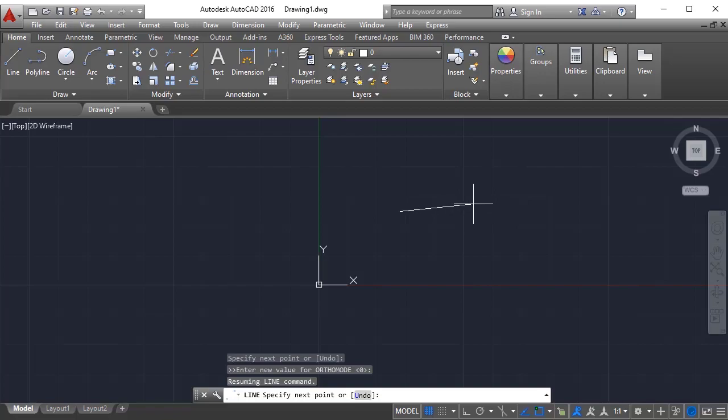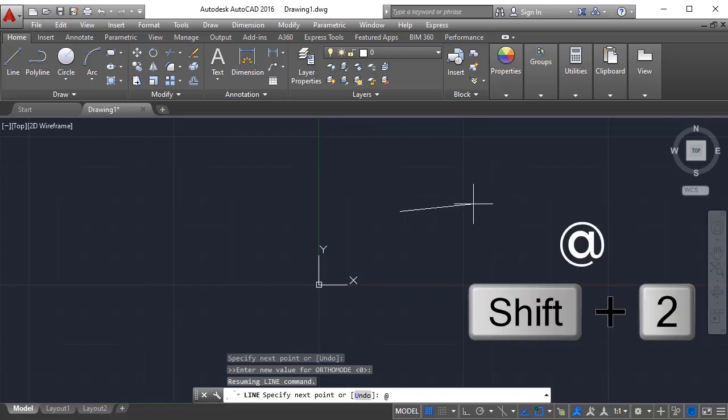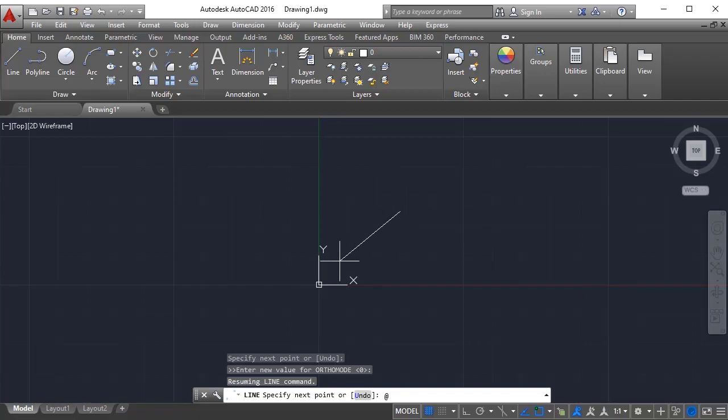So what I want to do is type @. This point will be calculated as the origin, not the other one. I just need a line of length 20 exactly in the x direction. So the x direction 20 units, comma, the y direction will be 0. Enter.